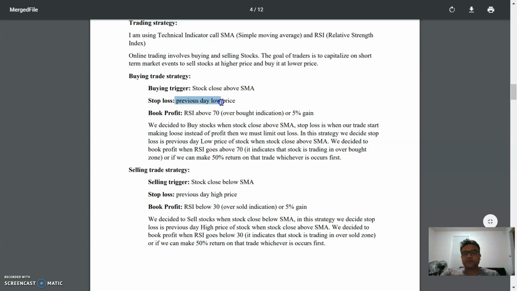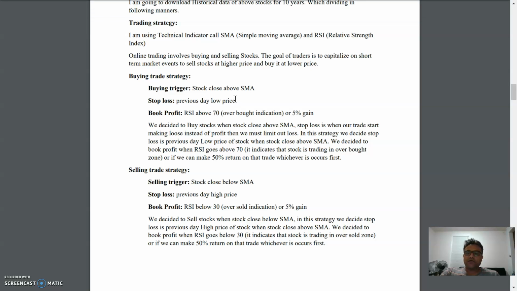And the stop loss is a very important factor in a market. So if the stock starts making a loss, we have to stop somewhere. Previous day highs and lows are basically a common stop loss in a market. So I have used the previous day low price as a stop loss for a buy trade, and RSI and 5% gain. These are the two criteria I decided to use to book a profit. If the stock goes into the overbought zone, then we book the profit, or if we make 5%, whichever happens first, we're going to book that profit.